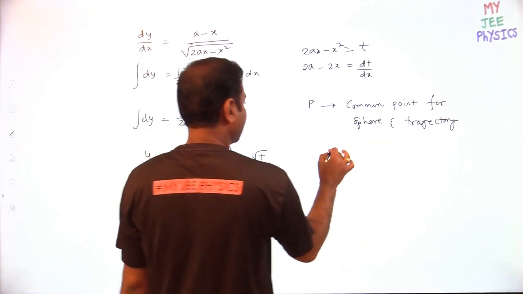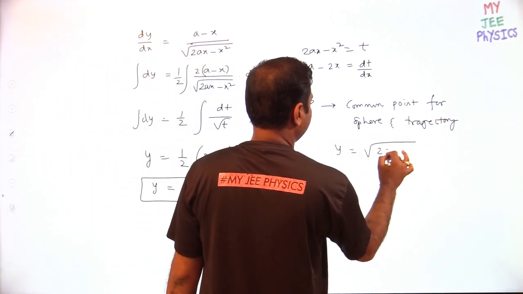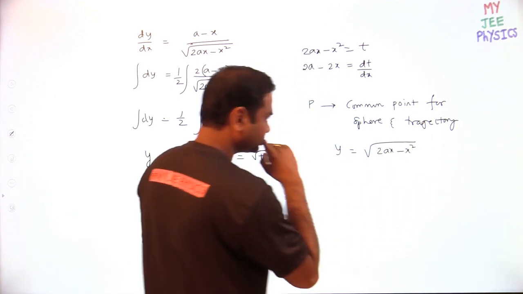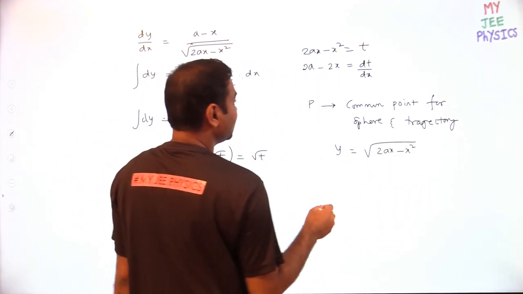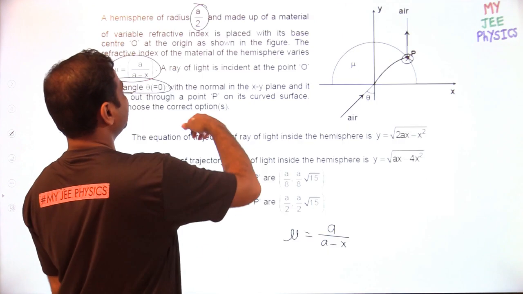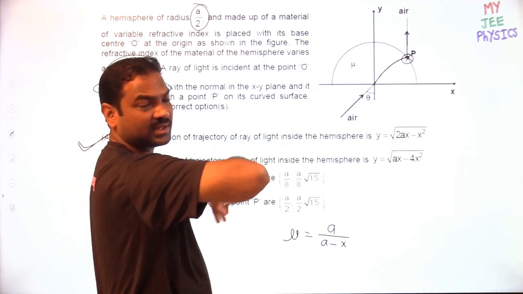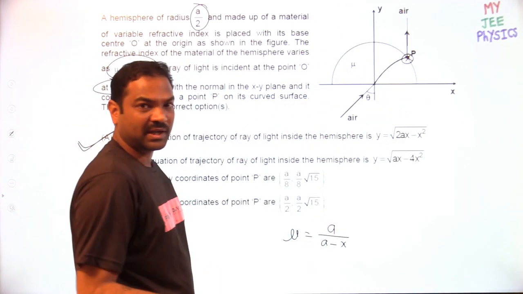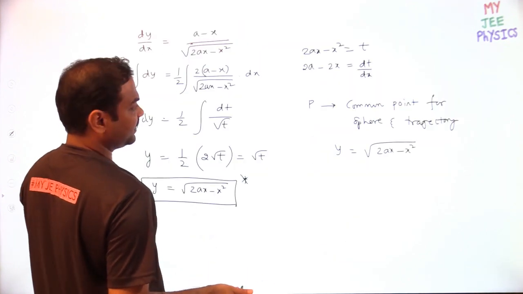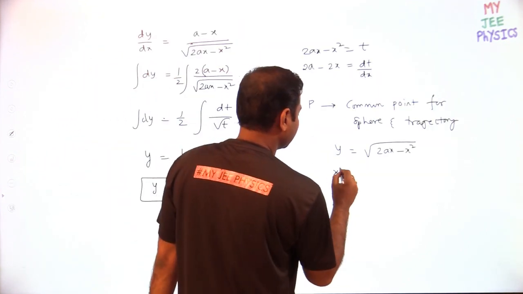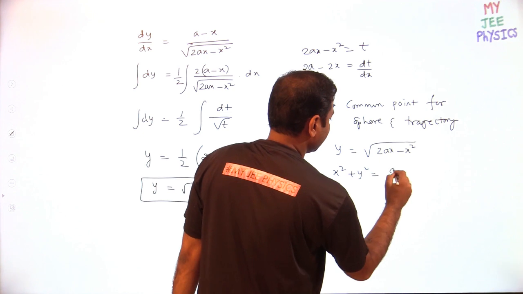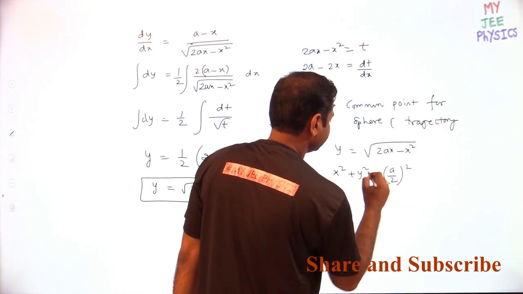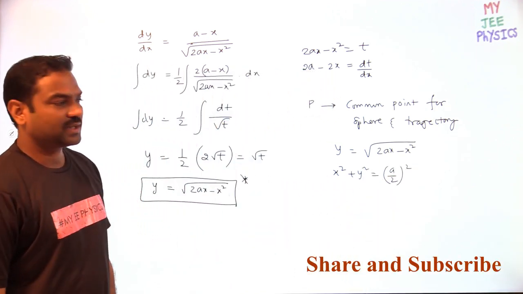What is the trajectory equation I got? y is equal to root of 2ax minus x square. This is the trajectory equation. What is that? Spherical, or you can say circle, hemisphere. No, if I'm drawing the one line in xy plane, I'll get a circle. So what is the circular equation? Circular equation is x square plus y square is equal to a by 2 whole square. a by 2 is the radius.